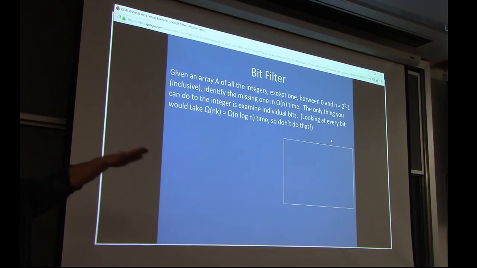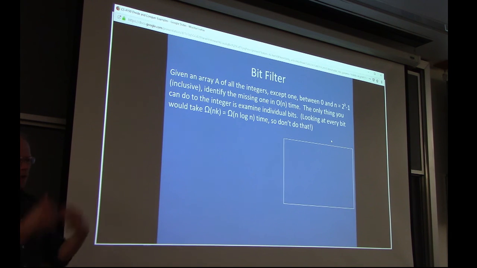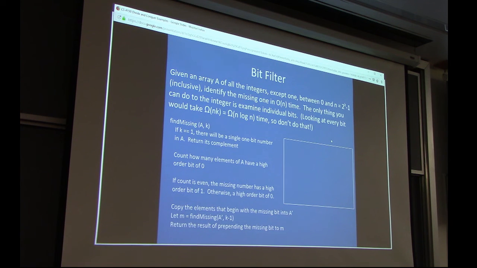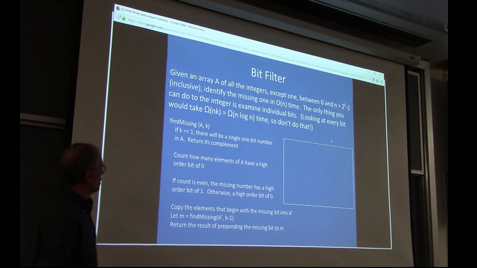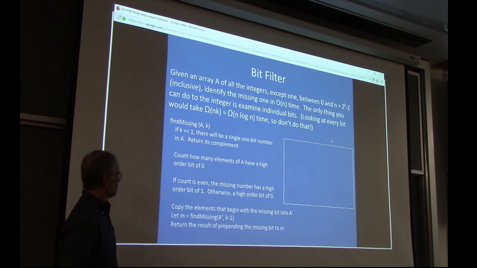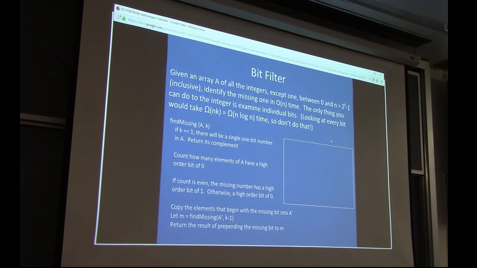Yeah, so we're going to scan every bit. In each pass, we scan every bit of what's left. We figure out, is it a 1 bit or a 0 bit that's missing? And you throw away the numbers that are all there, and you concentrate on the other numbers. So there it is in words. If k is equal to 1, there'll be a single 1-bit number, so its complement is the one that is missing. Otherwise, you count the bits. Like I said, you throw away part by copying the ones that you care about.